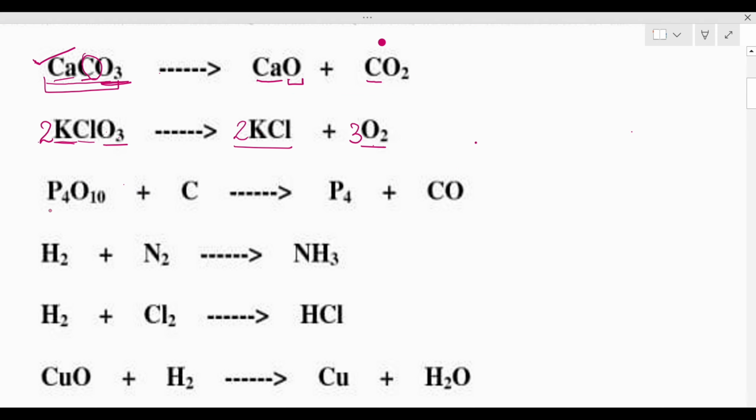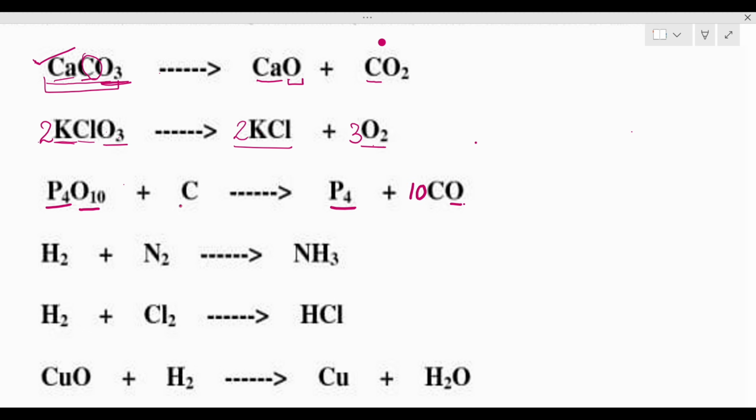Coming to the next equation, we have P4O10 and carbon on the reactant side and P4CO on the product side. So it seems like a very easy equation. We have 4 phosphorus here and 4 phosphorus on the product side. 10 oxygen on the reactant side, 1 oxygen on the product side. So let's make it 10. So we have 10 oxygen on the product side too.